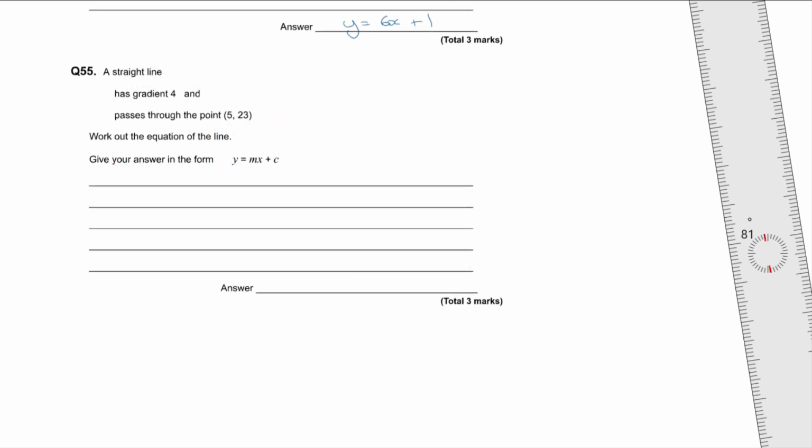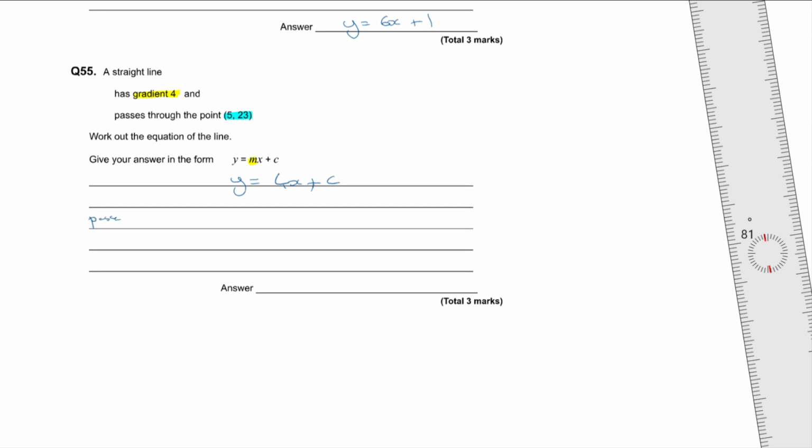Question 55, a straight line has gradient 4 and passes through the point (5, 23). Work out the equation of the line. Again, same thing, I've been given the gradient is 4, so I know that the 4 goes there. So I know it's of the form y is equal to 4x plus c. I just need to work out the value of c now, and I can do that from this coordinate that they give me, a point that it passes through.